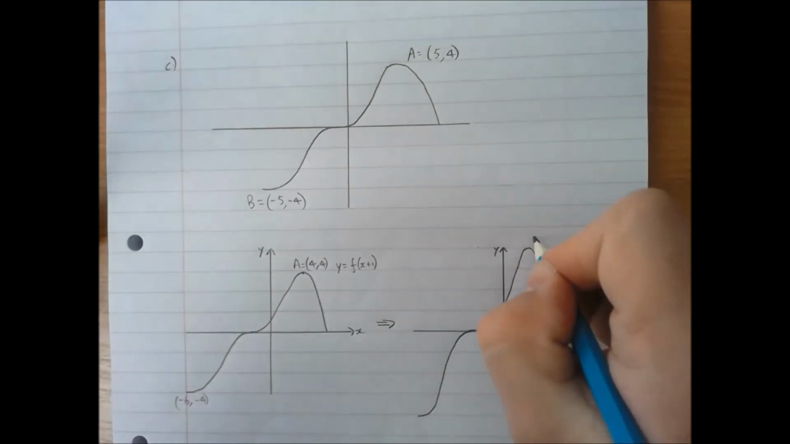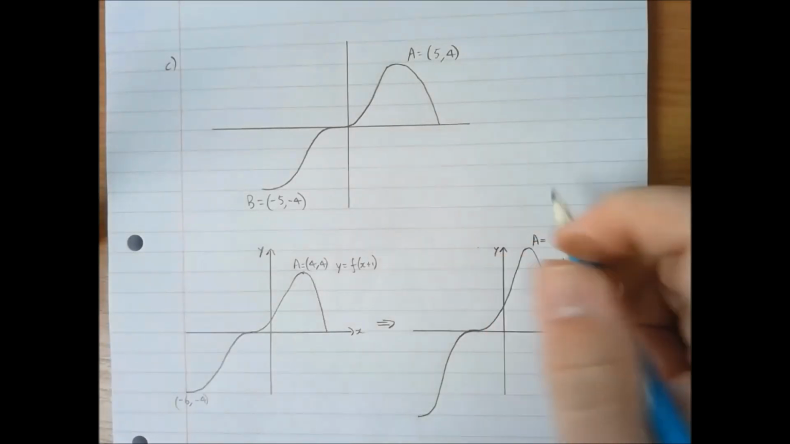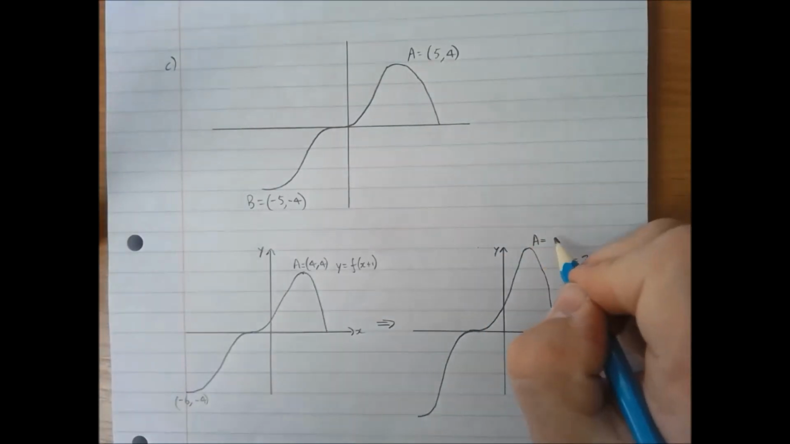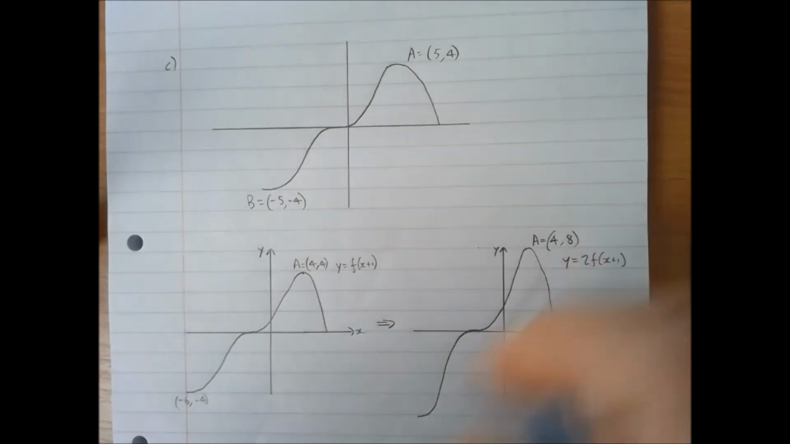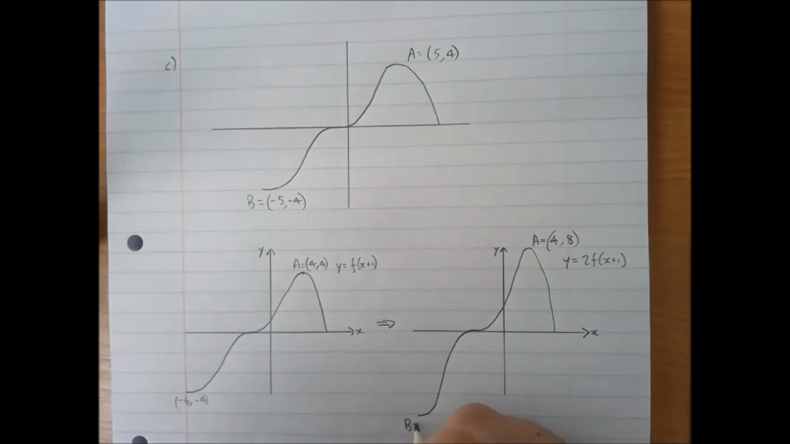You indicate that you have actually sketched it by increasing the coordinate. The x-coordinate has stayed the same. This time the y-coordinate has changed to an 8. And in this one, the x-coordinate stays the same, and the y-coordinate stretches to -8. And that is the graph finished.